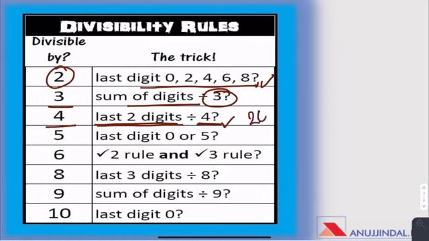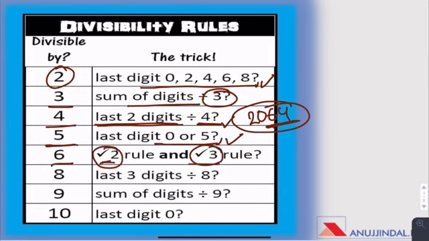For example, 2064. Just because this 64 is divisible by 4, we know that this number is divisible by 4. For 5, last digit has to be 0 or 5. For 6, it has to be an even number. Its sum should be divisible by 3. For 8, we have to divide the last 3 digits by 8, and if they are divisible by 8, then the number is divisible by 8. For 9, the sum of digits should be divisible by 9. For 10, the last digit should be 0.